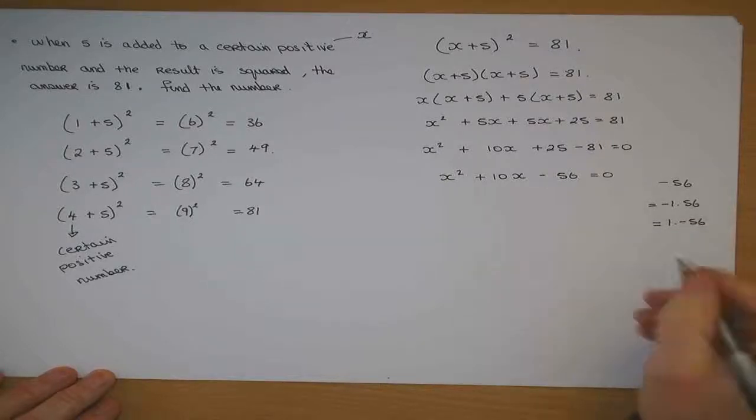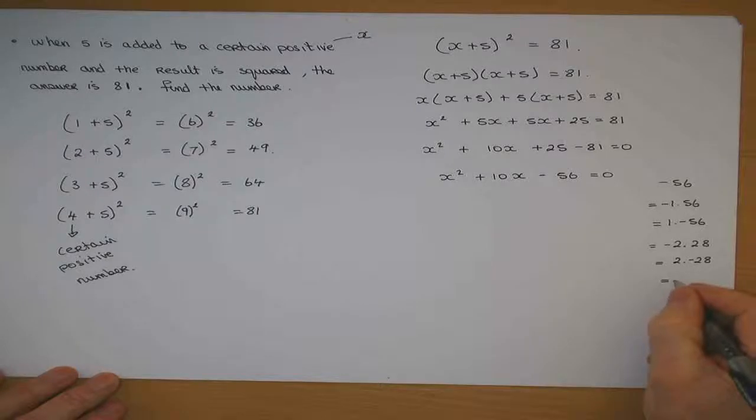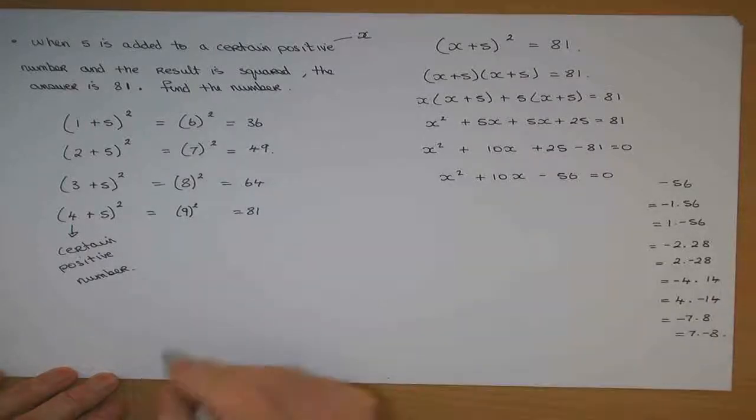It could be minus 2 by 28 and 2 by minus 28. Then 3 doesn't divide in here. 4. Minus 4 by 14 and 4 by minus 14. Then minus 7 by 8 and 7 by minus 8. Any questions? Which of them will give plus 10?